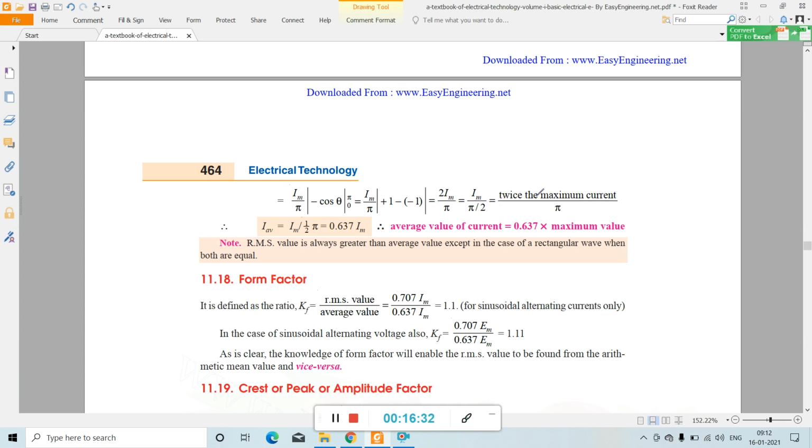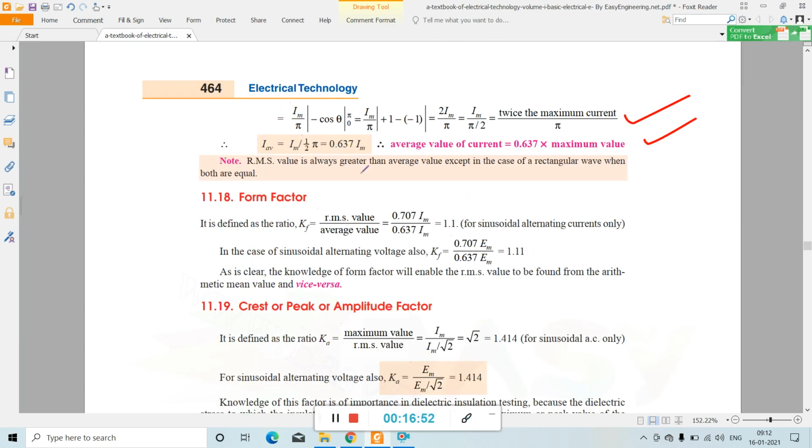So that means twice the maximum current divided by pi. This is the final expression for average current. So I average is equal to Im by pi by 2, or I can write 0.637 into Im. So average value of current is equal to 0.637 into maximum value. So that means RMS value is always greater than average value, okay, except in the case of rectangular wave when both are equal.